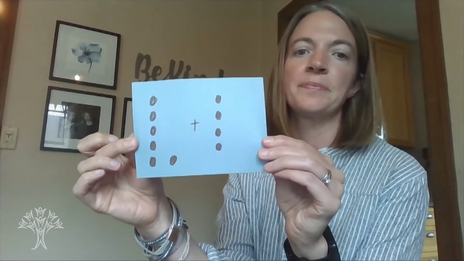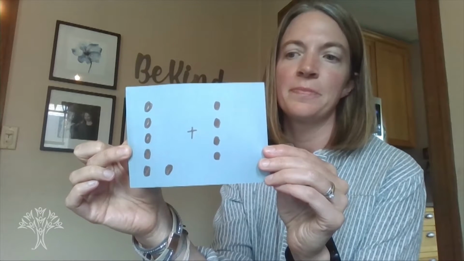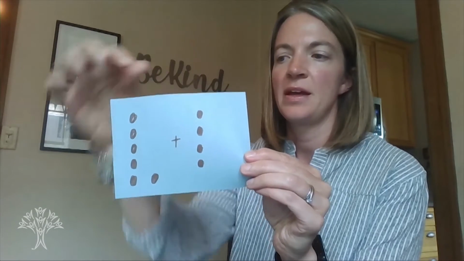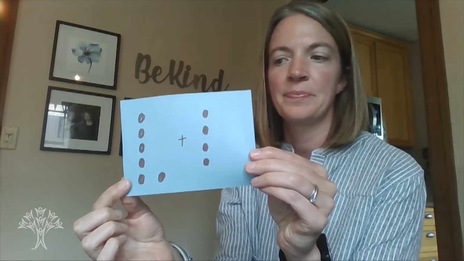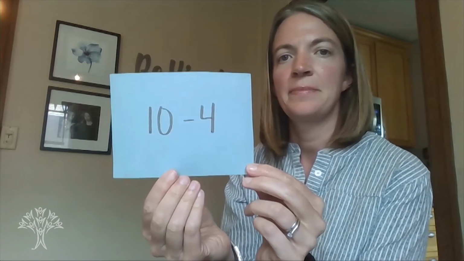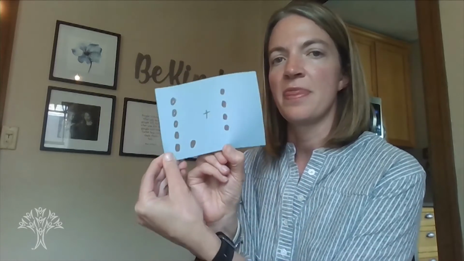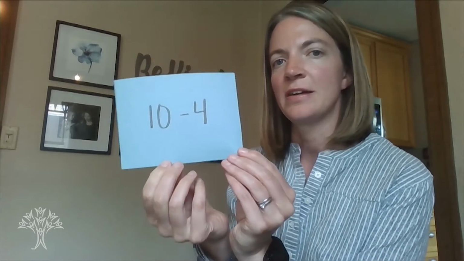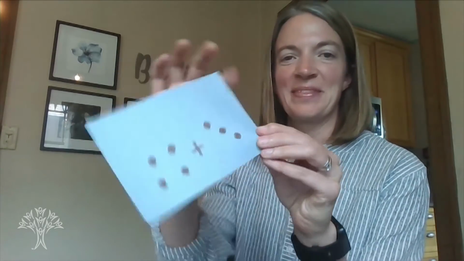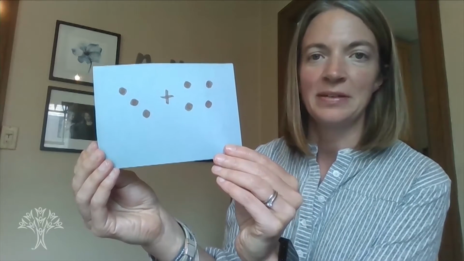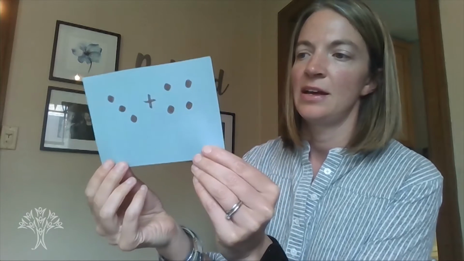So what do you see? How many? And how do you know? So I see 6 and 4, and all together that's 10. And look at the back. 10 minus 4. So again, how does knowing this help you solve this? Try another one. How many do you see? 4 plus 3. The total is 7. And 7 minus 4.